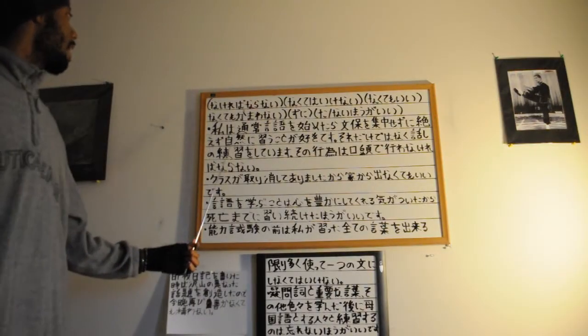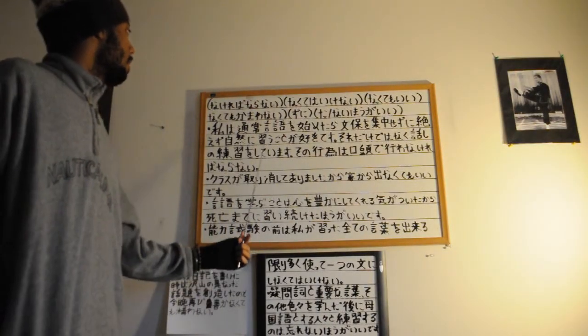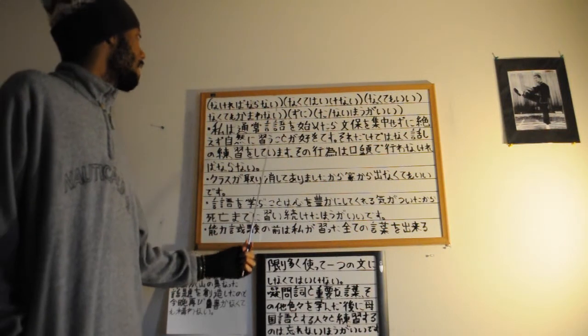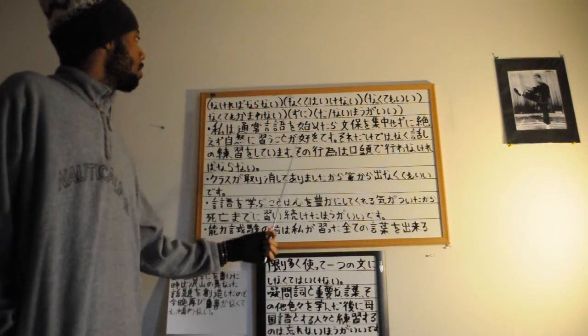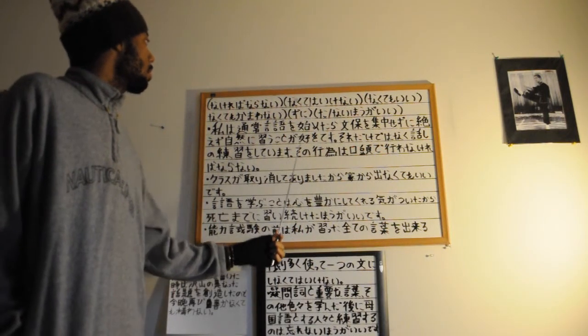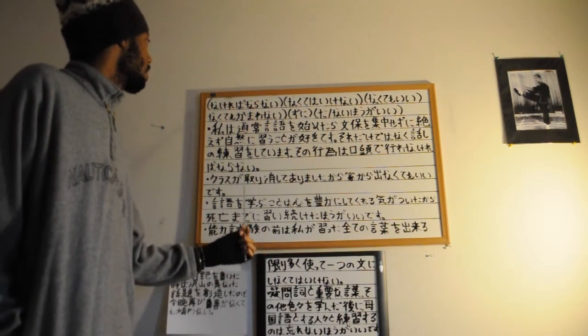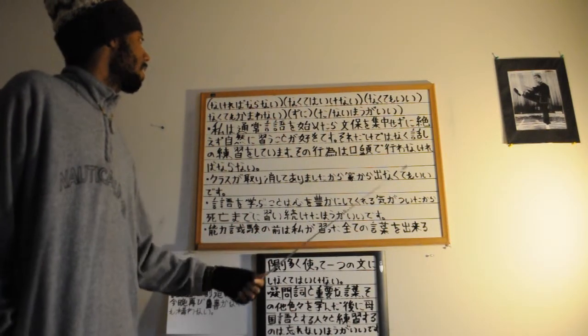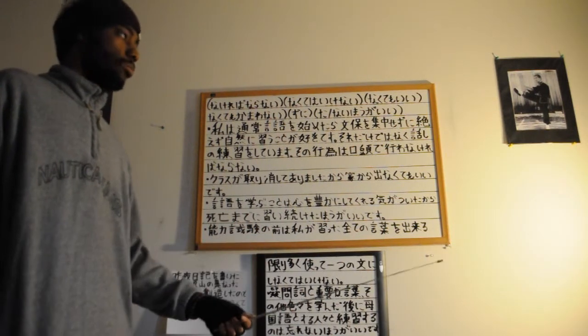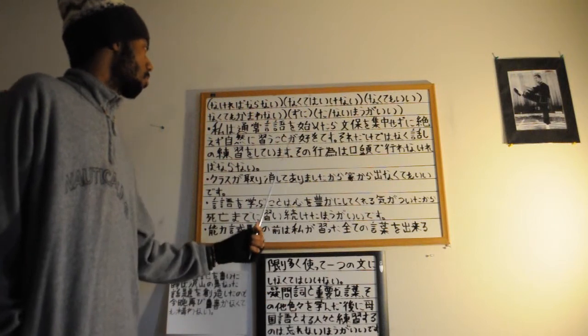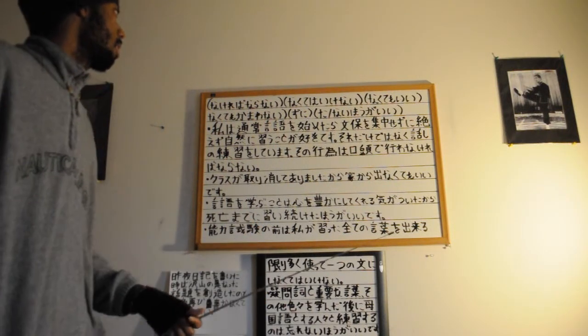So, the first one is nakereba naranai. I have to do this. I have to do that. Nakute wa ikenai. It's pretty much the same meaning as nakereba naranai. You have to do this. I have to do that. You can pretty much use those interchangeably.